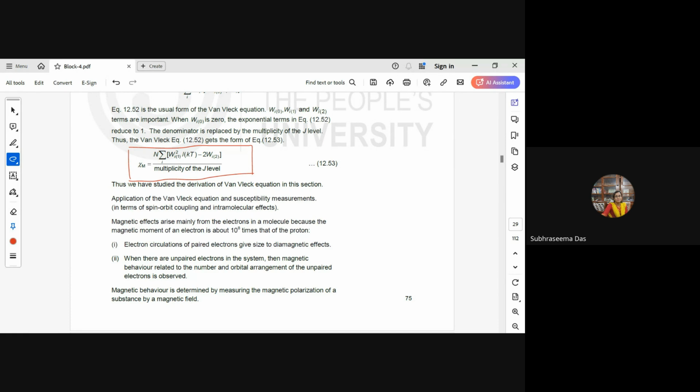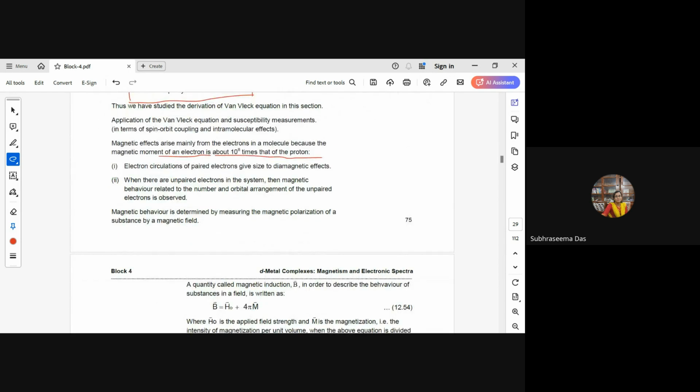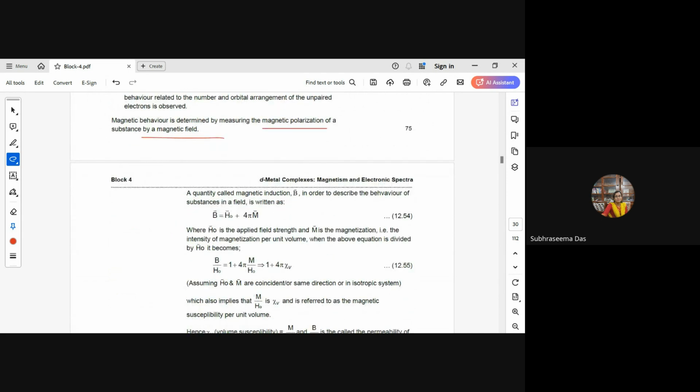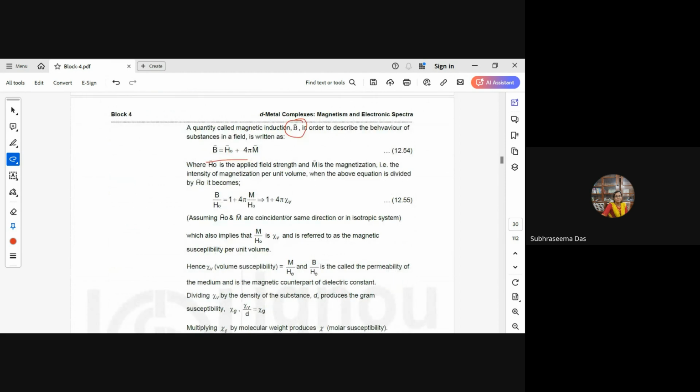Now consider the magnetic effects that arise from the electrons in a molecule, because the magnetic moment of an electron is about 10 to the power 3 times that of a proton. Magnetic behavior is determined by measuring the magnetic polarization of a substance in a magnetic field, and for this there is a factor called magnetic induction, described as B, which is given as H0 plus 4 pi M. This is the mathematical representation of magnetic induction.